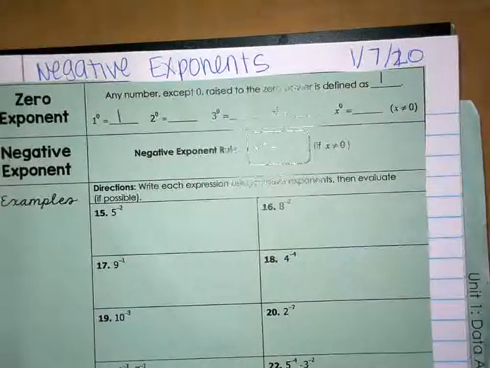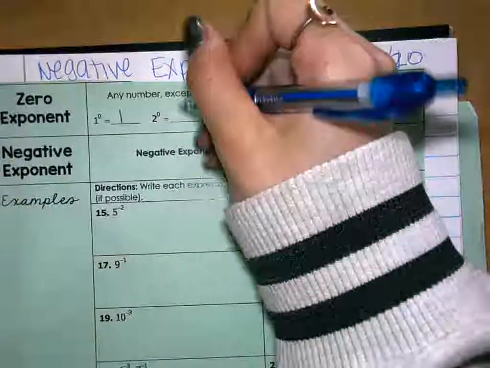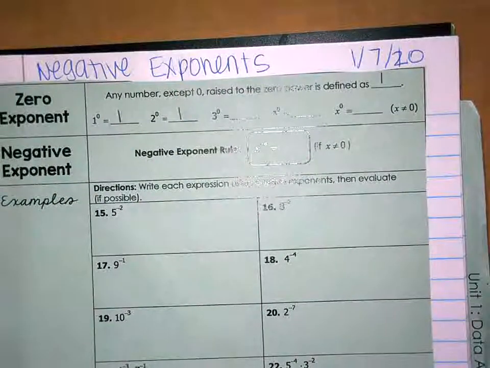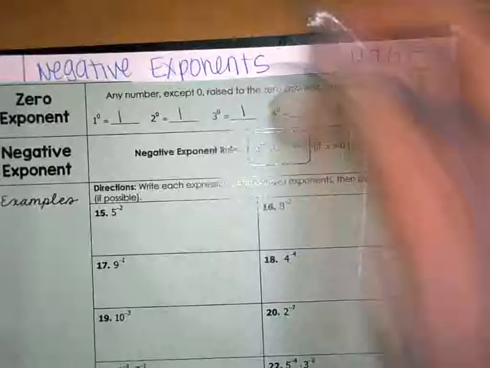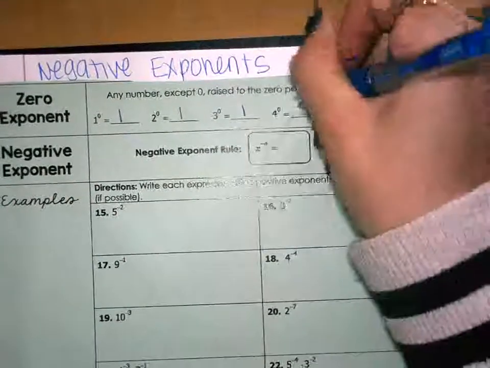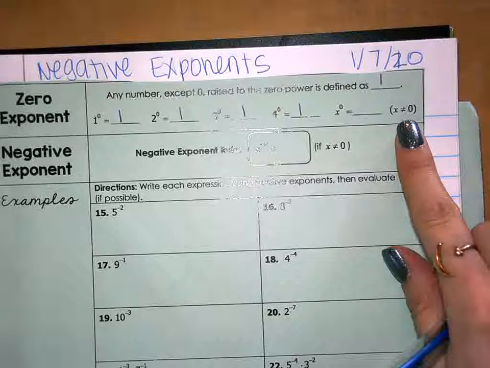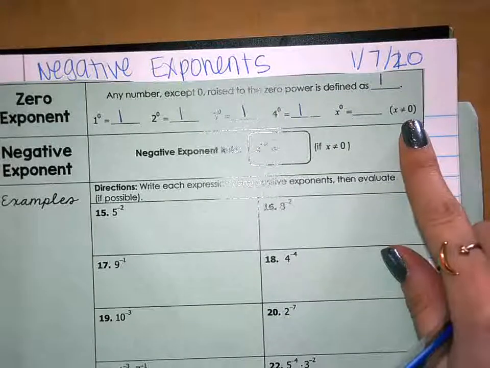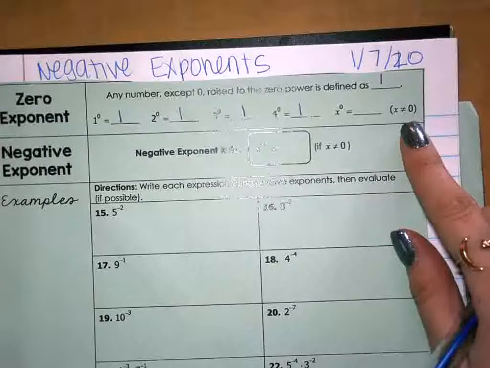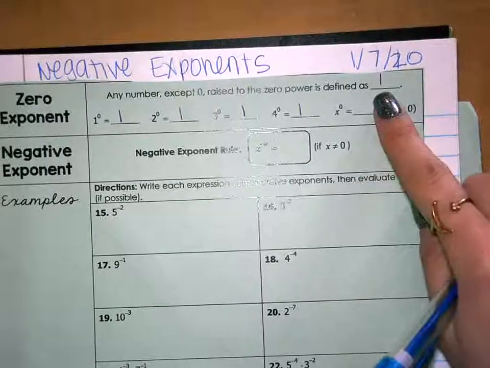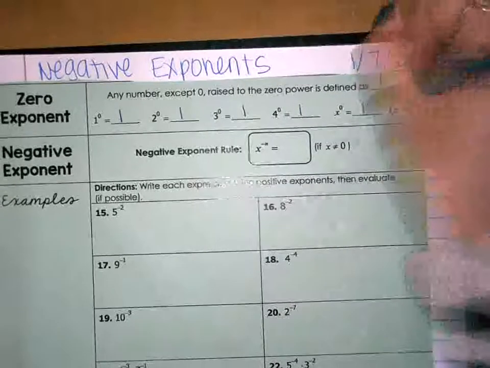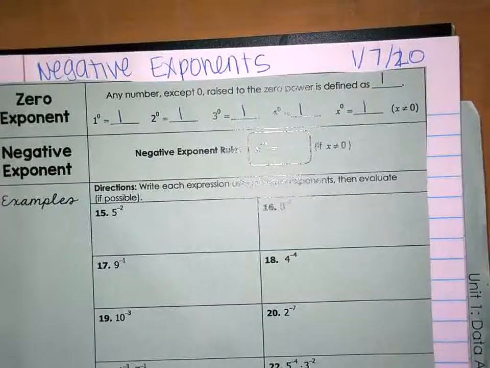2 to the 0 power is what? 1. 3 to the 0 power is, 4 to the 0 power is, which means any number to the 0 power except what number? 0. You cannot do 0 to the 0 power. Any number though besides 0 raised to the 0 power is going to be 1. That's all it is. So that rule just has to be memorized. Otherwise, you'll never remember it.